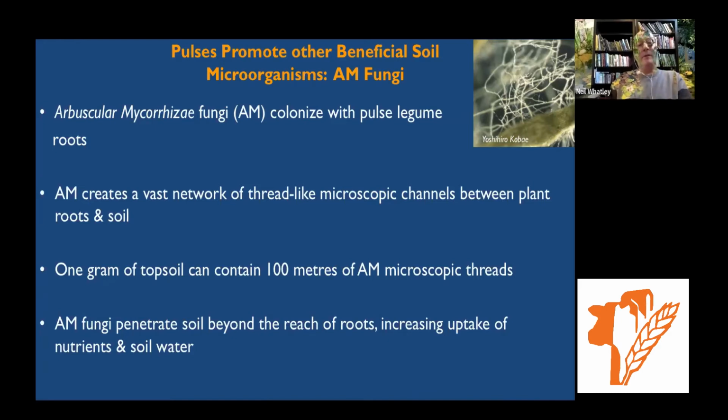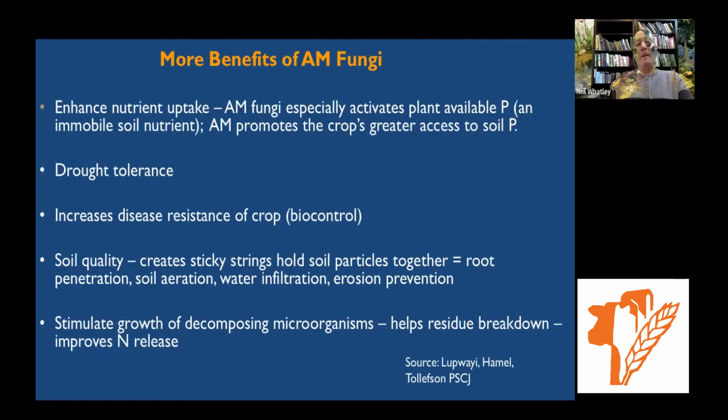AM creates a vast network of thread-like microscopic channels between the plant roots and the soil. So 1 gram of topsoil can contain up to 100 meters of AM microscopic threads. AM fungi penetrate the soil beyond the reach of the roots, increasing uptake of nutrients and soil water. So these are the rotational effects Dr. Slinkard was talking about, part of the rotational effects. There are other positives as well. A little bit more about AM fungi.